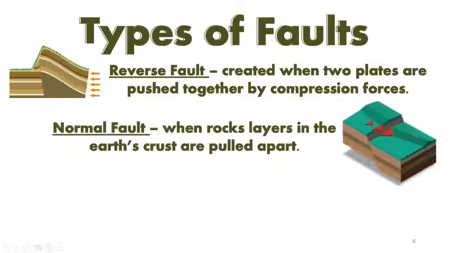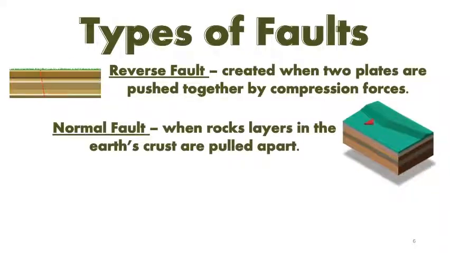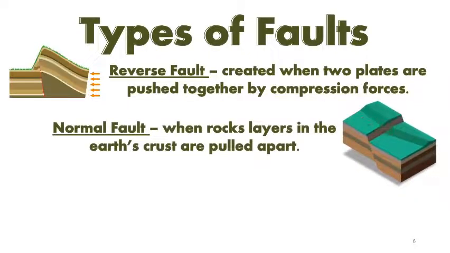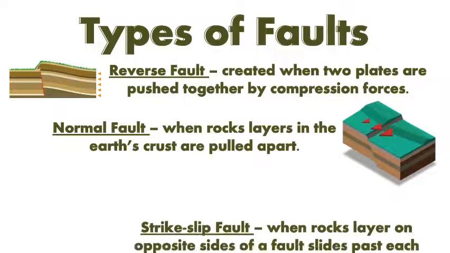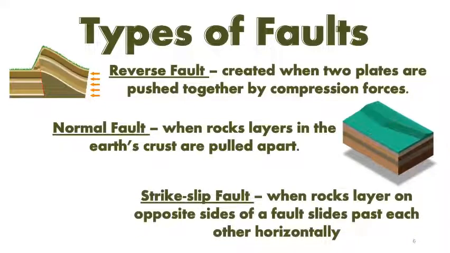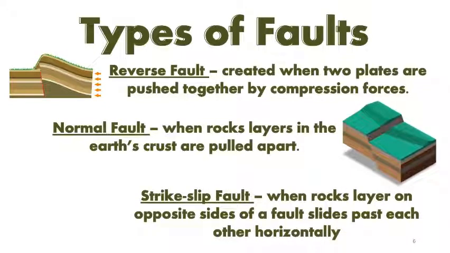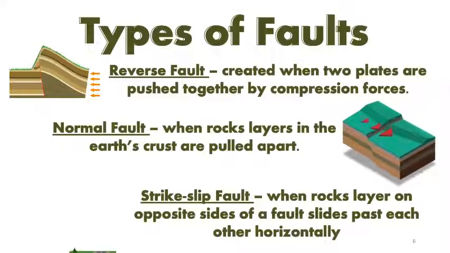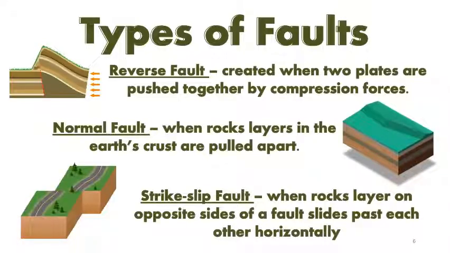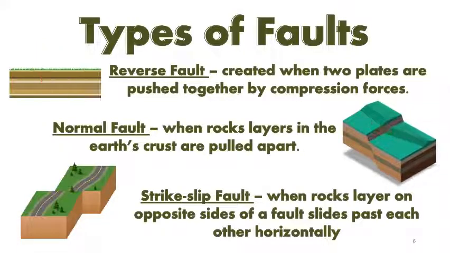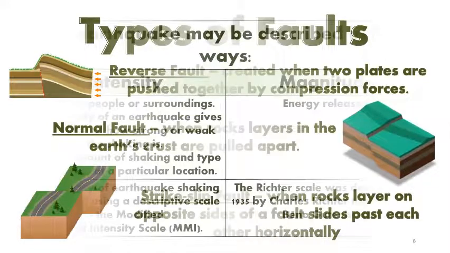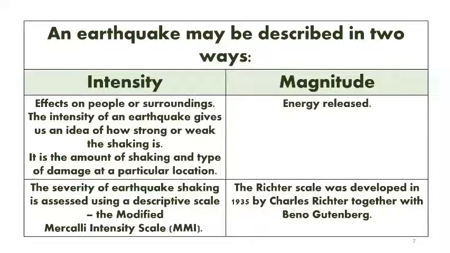Next one, we also have the normal fault, which is when rock layers in the Earth's crust are pulled apart. Strike-slip fault is when rocks on opposite sides of the fault slide past each other horizontally. So those are the different types of faults that we discussed before. Next, an earthquake may be described in two ways. We have the intensity and we also have the magnitude.